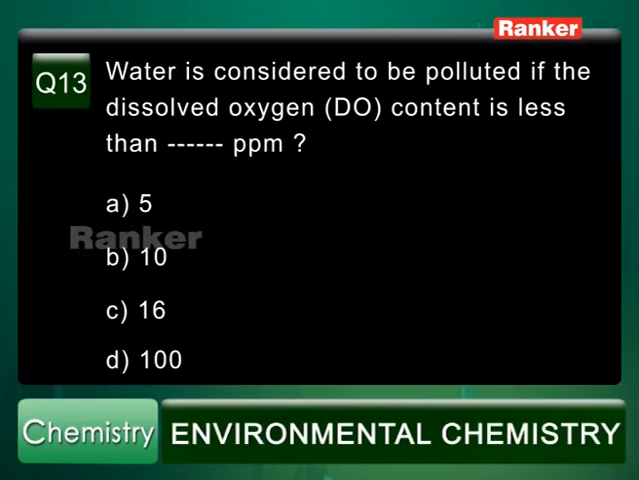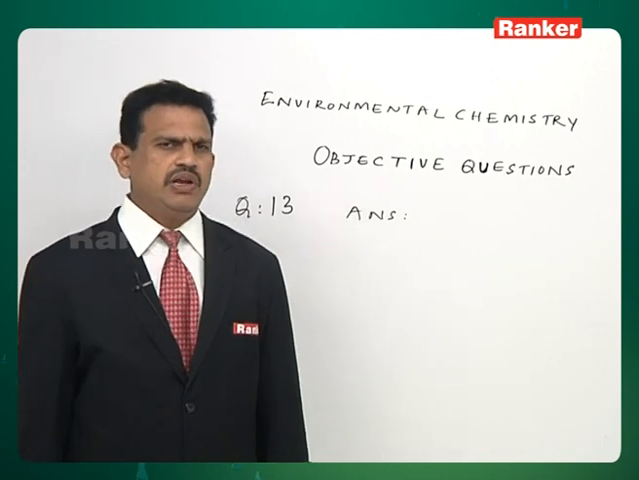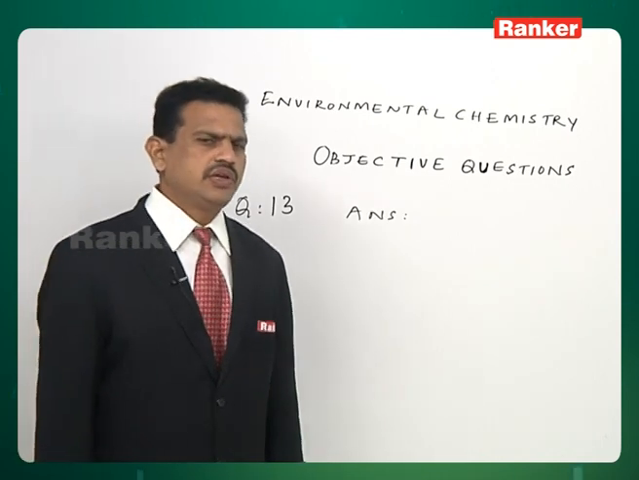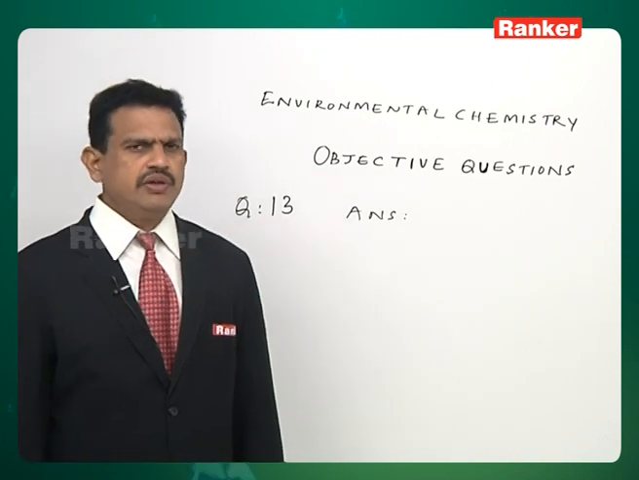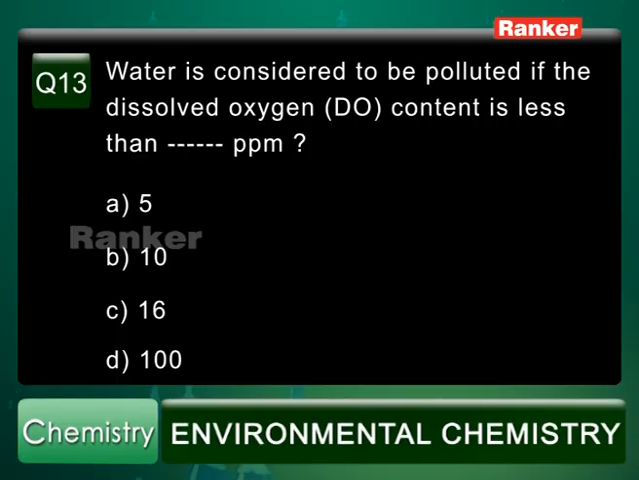Water is considered to be polluted if the dissolved oxygen content is less than dash ppm. The permissible level, we should remember, is 4 to 6, or rather 4 to 5. Option A 5 ppm, B 10 ppm, C 16 ppm, D 100 ppm. It might be a permissible level of 4 to 6, but among the 4 options over here, the minimum given is 5, so we can go for 5. Beyond that it's safe, below that it's a danger, so we can go for option A. Then aquatic life may be severely affected if the DO level comes down to less than this ppm.